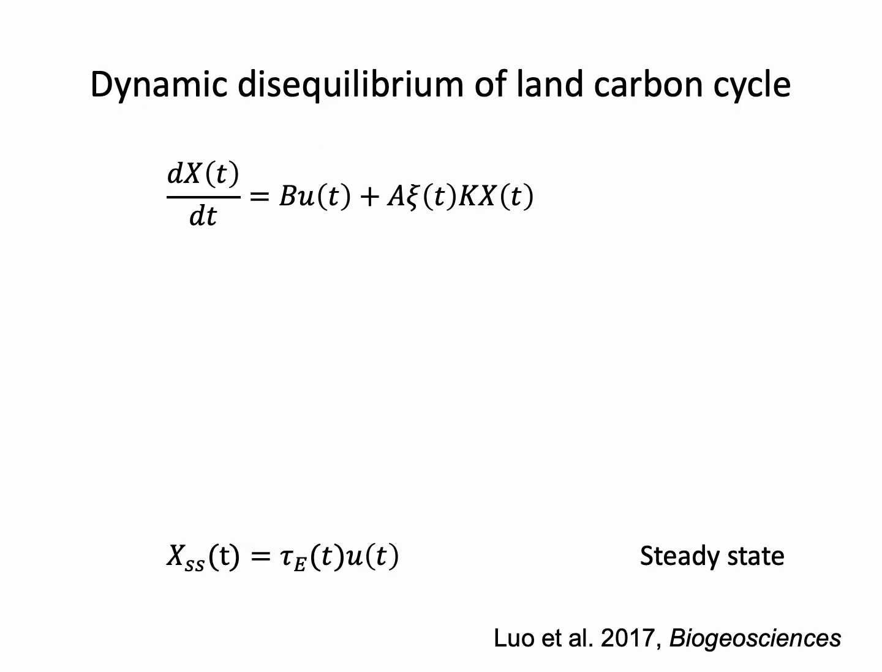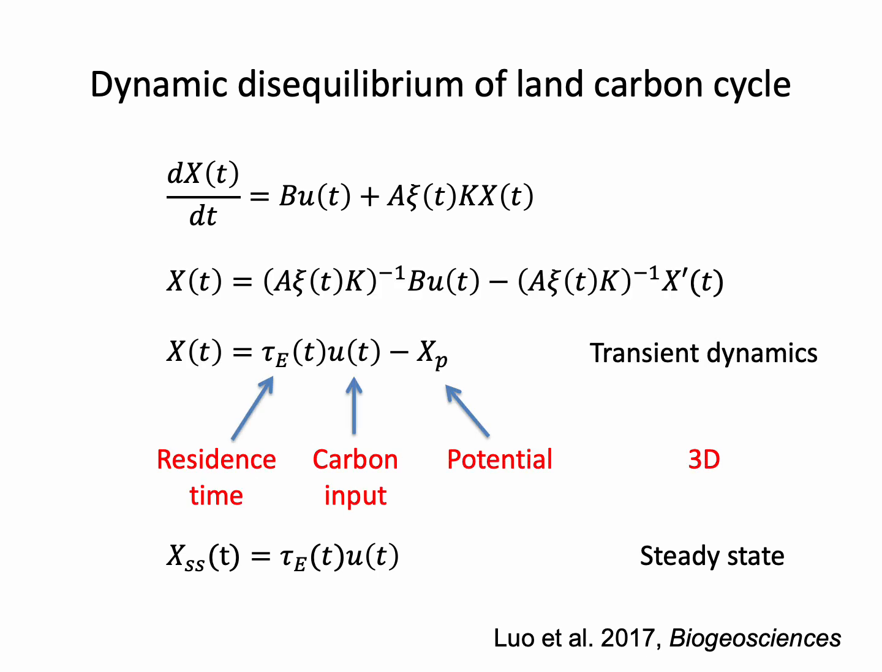It is well known that the carbon cycle dynamic at a steady state can be described by 2 terms, carbon input and residence time. The product of the 2 terms determines the carbon storage capacity. To quantify dynamic disequilibrium in response to directional climate change, we need a 3rd term to represent transient dynamic of the land carbon cycle. The working group was working very hard.